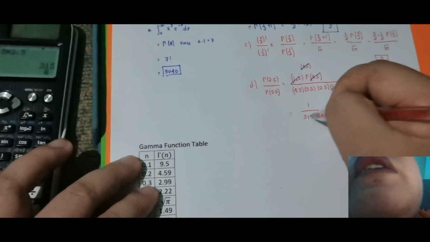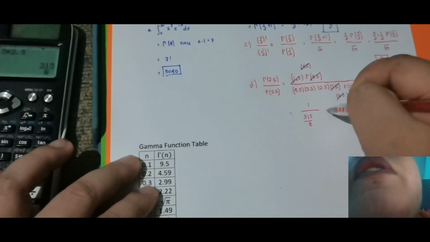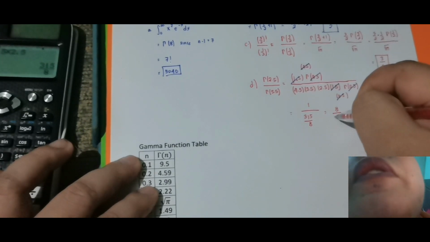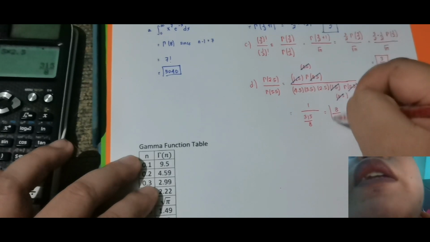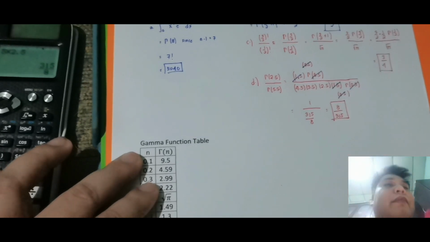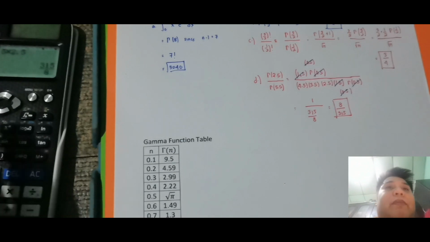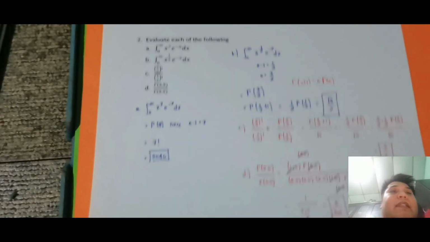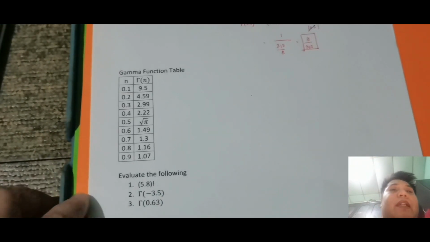This is just 315 over 8. Or simply, this is just 8 over 315. Ayun yung lumabas na sagot eh. Alright, so ganun siya kasi. So OMSIM, ganun kadali, easy. The easiest integral of your life, guys. Napakadali niya, napaka basic na itong gamma.